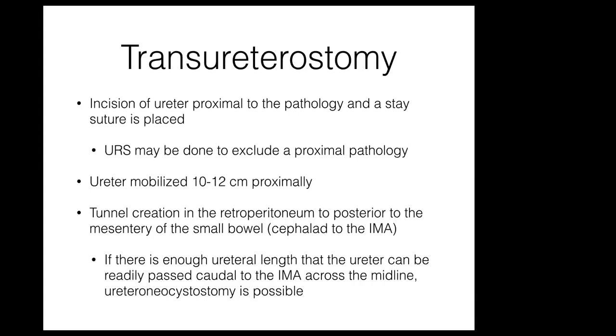The ureter is then mobilized 10 to 15 cm proximally, and a tunnel is created in the retroperitoneum posterior to the mesentery of the small bowel, and importantly, cephalad to the inferior mesenteric artery. If there is enough ureteral length that the ureter can be readily passed caudal to the IMA across the midline, then you can perform a ureteroneocystostomy instead of a transureteroureterostomy.